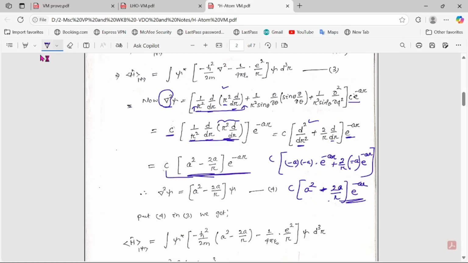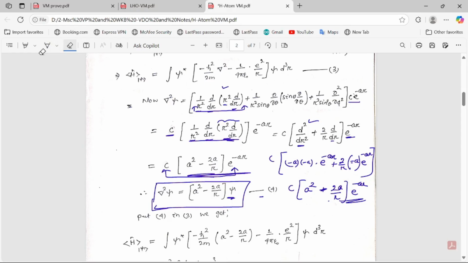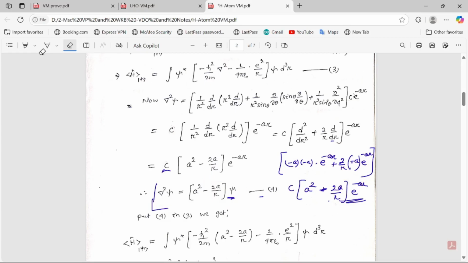Here c into e to the power minus ar is nothing but psi. So we finally find del square psi equals a square minus 2a by r, times psi. Let this be equation number 4. Now, if we solve equation number 3 by substituting this value directly, our calculation will be very easy. Now we are going to simplify equation number 3.